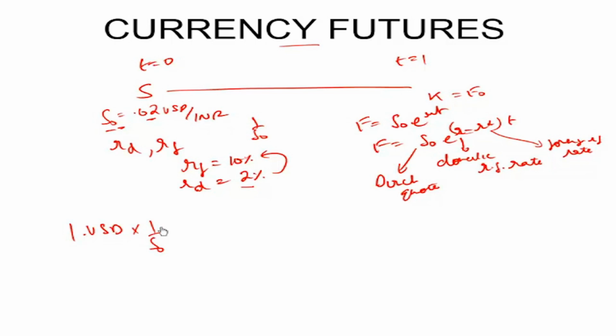So it will be 1 USD into 1 upon S0. This is the amount I now have in INR. I've borrowed in USD, converted it to INR, and invested it at the rate of 10%, and let's say for T years. Here we're assuming 1 year, but we'll generally compute for T years. So if we invest this in INR for T years, how much would this money become at the end of T years? Into e raised to power RT. Borrow $1, convert it to rupee, invest it in India. This will be RF into T because we invested it in the foreign currency.